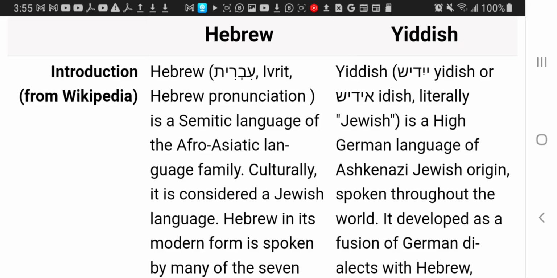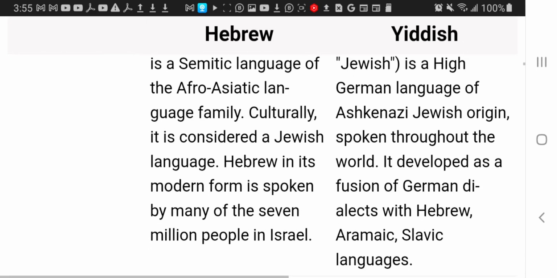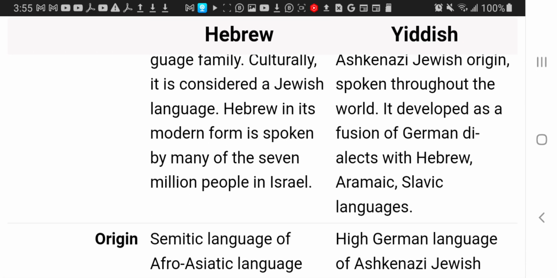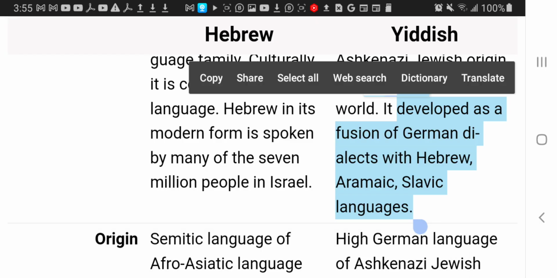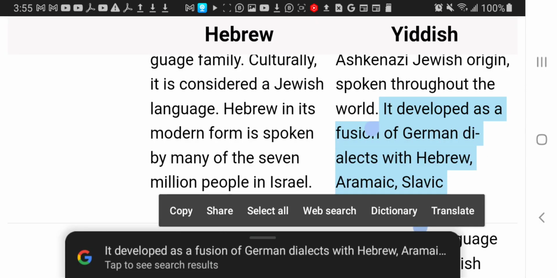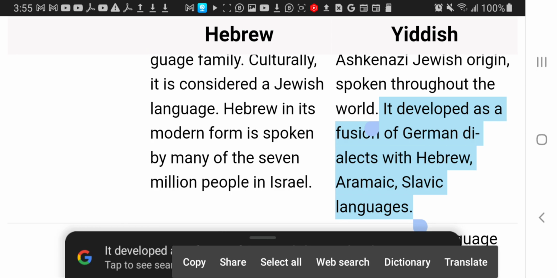That means someone who was a ger, a stranger, a convert, origin. Spoken throughout the world. It developed as a what? A fusion. So now they're telling us the truth right here. A fusion of German dialects, so not even one German dialect. Okay, we can highlight this part here. You can see where it says right here, it developed as a fusion of German dialects with what? With Hebrew, the Ivrit, the Yehudit, Aramaic, and Slavic languages.